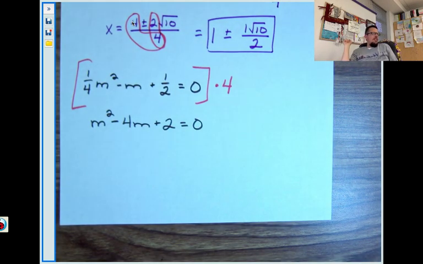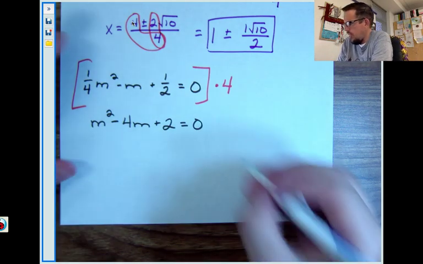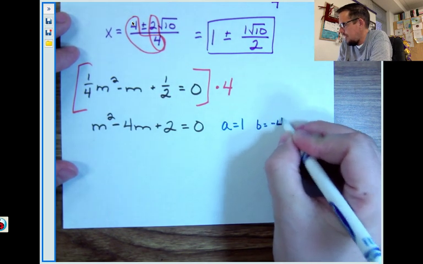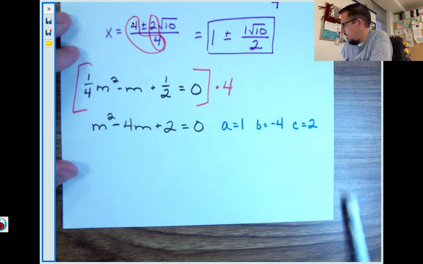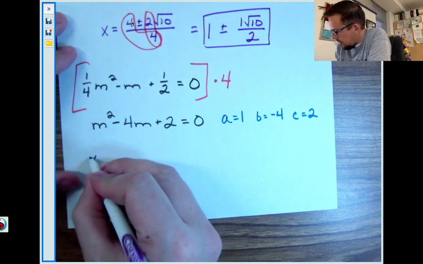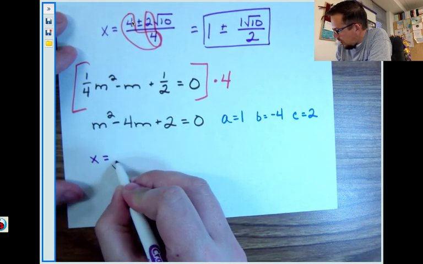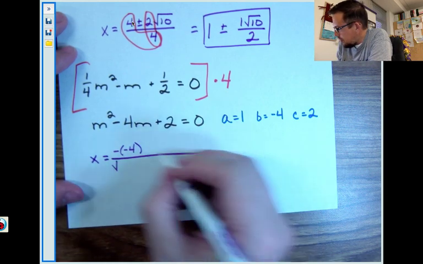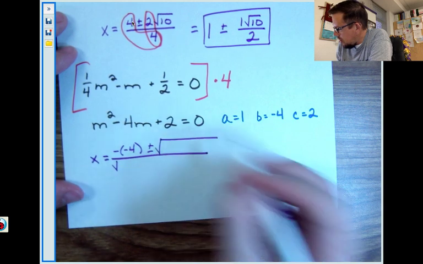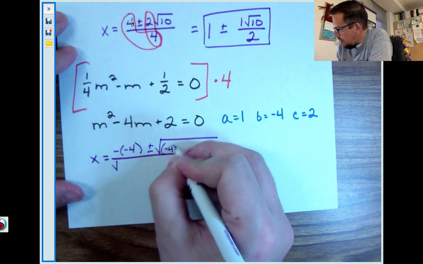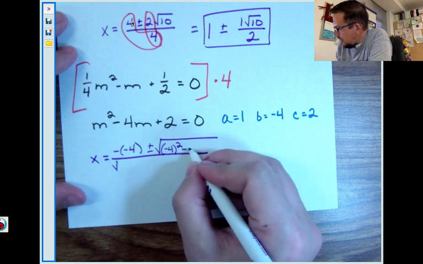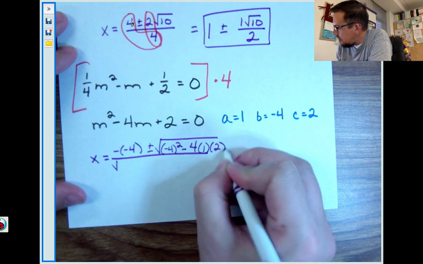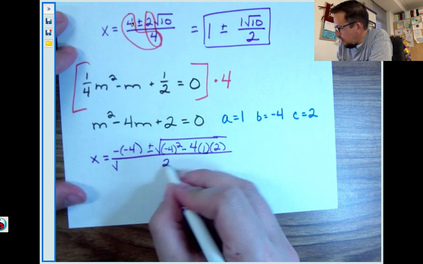Now let's do ABC, now that I don't have any fractions. What will A be? 1. Good. What about B? And C? There we go. So, quadratic formula. Sorry, I messed up a little bit there. Quadratic formula: negative b plus or minus the square root of b squared minus 4ac over 2a.